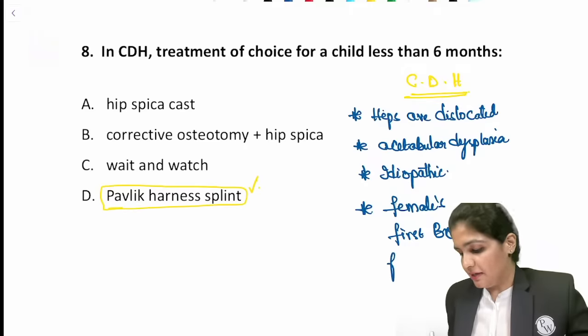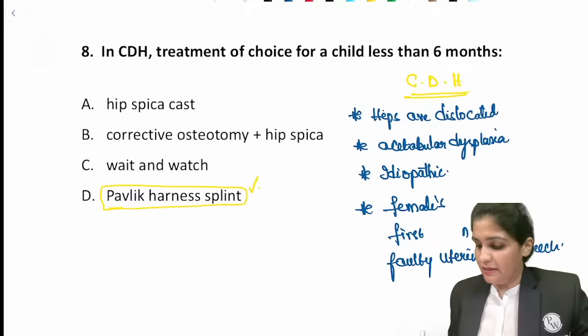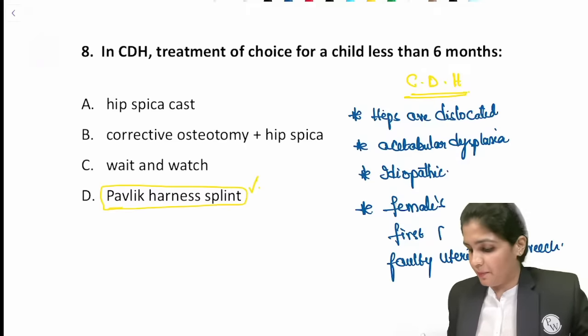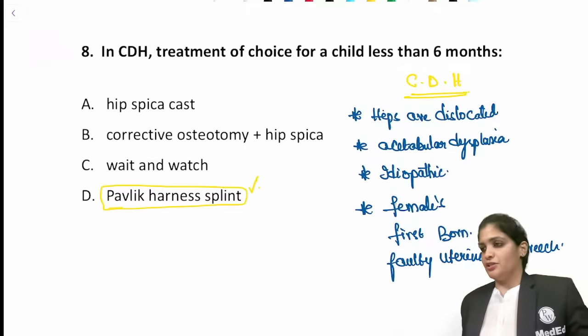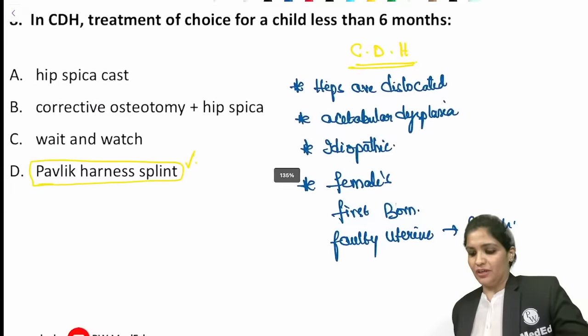Firstborn babies, and in case of faulty uterine presentations, like your breech presentations, right? So usually this is the area where you see your CDH. So what is CDH? It is congenital dislocation of the hip.